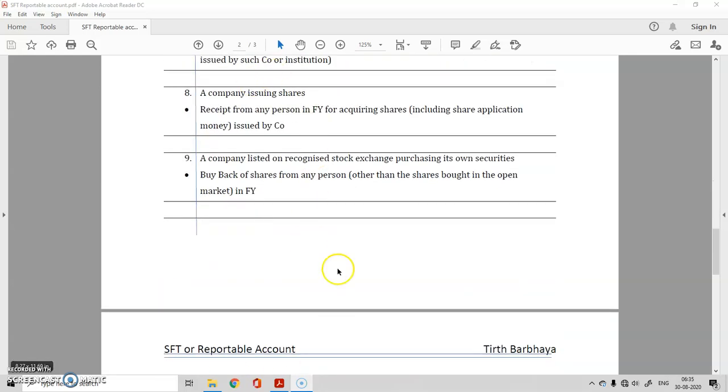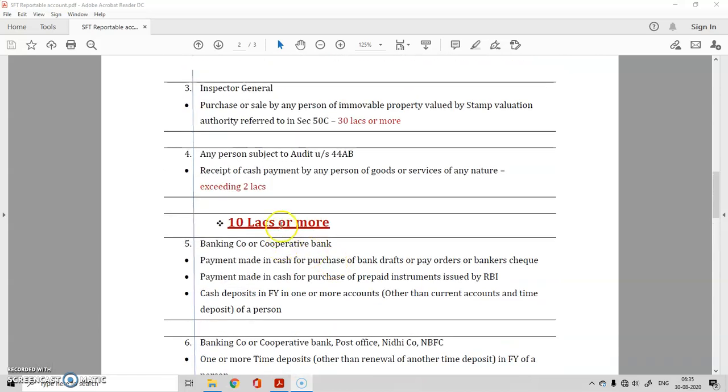And in all the following cases, if the value of the transaction is 10 lakhs or more, then such persons are required to file SFT or a reportable transaction. Banking company or cooperative: payment made in cash for purchase of bank drafts or pay orders or banker's cheque. Payment made in cash for purchase of prepaid instruments issued by RBI.